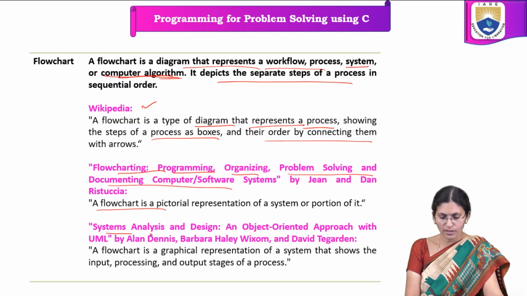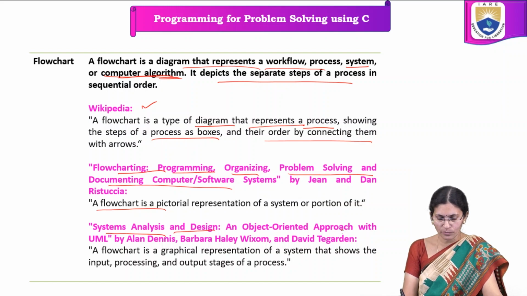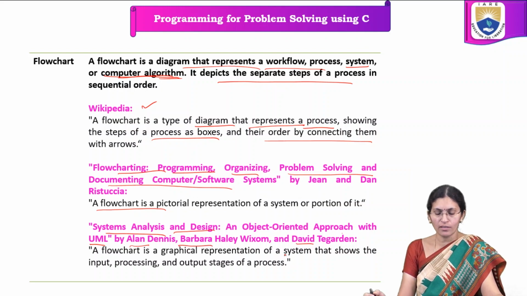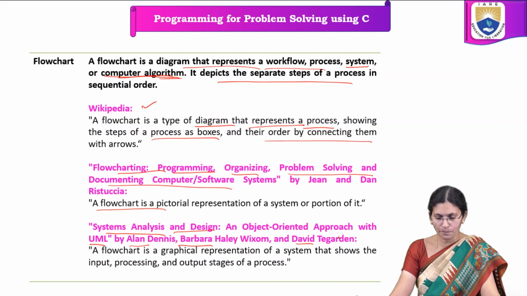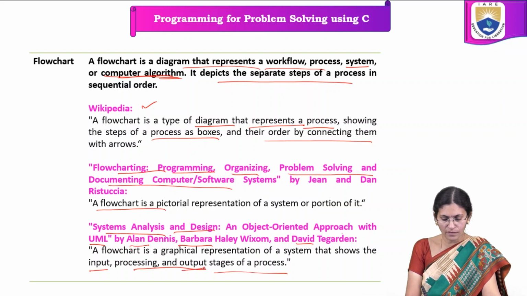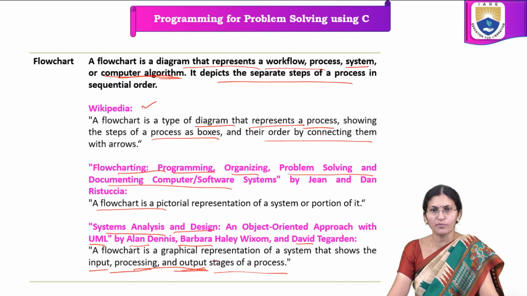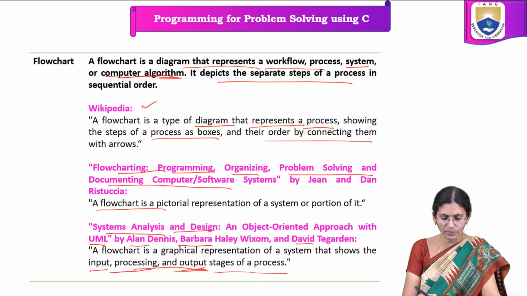According to the textbook Systems Analysis and Design: An Object-Oriented Approach with UML by Alan, Barbara and David, a flowchart is a pictorial or graphical representation of a system that shows the input, processing and output stages of a process. So any problem you take requires some input, does some processing and then gives the output. These different stages of problem solving are depicted in the form of a flowchart.